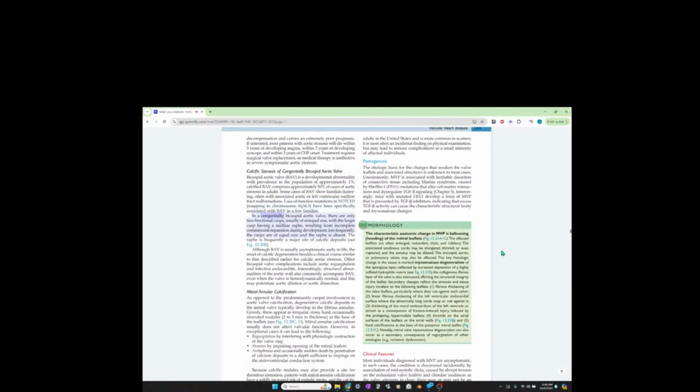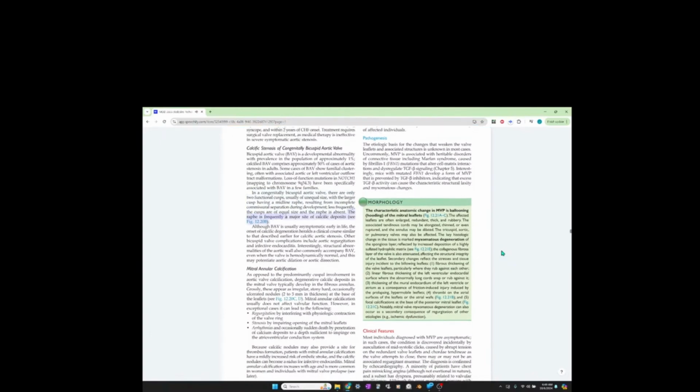In a congenitally bicuspid aortic valve, there are only two functional cusps, usually of unequal size, with the larger cusp having a midline raphe, resulting from incomplete commissural separation during development. Less frequently, the cusps are of equal size and the raphe is absent. The raphe is frequently a major site of calcific deposits.